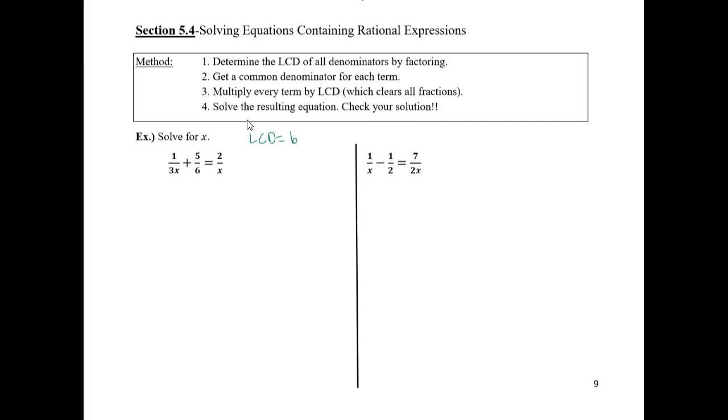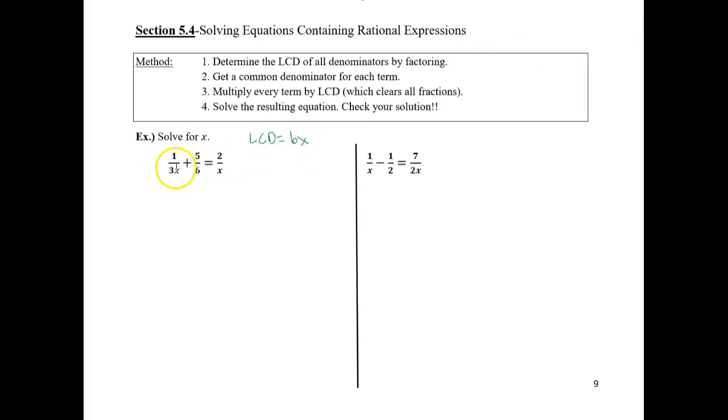We also have to consider the variables. In this case, there's an x, and there's only one x in each denominator here. So x is going to be part of our LCD. Once we've identified the least common denominator, we need to make all the denominators look like that LCD.